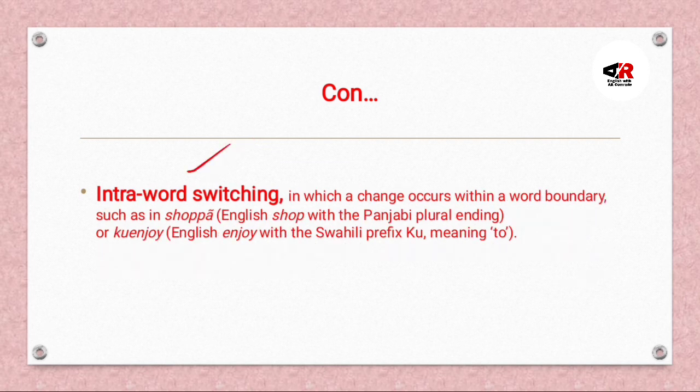Intra-word switching, in which a change occurs within a word boundary, such as shopper, English shop with the Punjabi plural ending, or kuenjoy, English enjoy with the Swahili prefix ku, meaning to. So these are all the types of code switching.